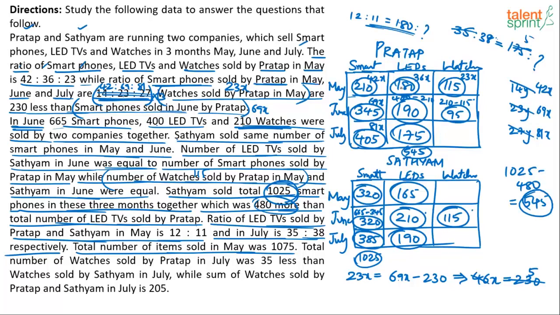See, 210 plus 180 is 390. 390 plus 115 is 505. 505 plus 320 is 825. 825 plus 165 is 990. So 1075 minus 990, how much do you get? 85. So this is 85. You understand? You have to take the difference of 1075 with the rest of it. Right?